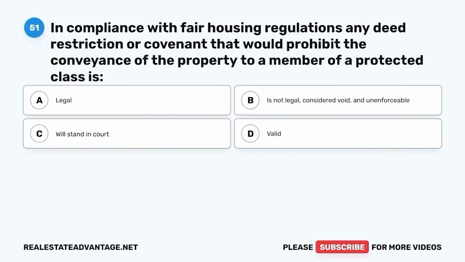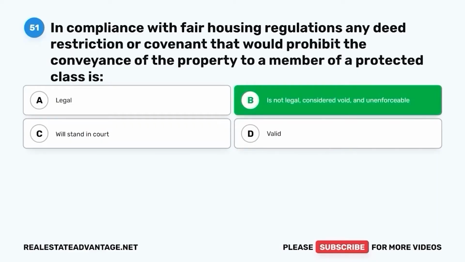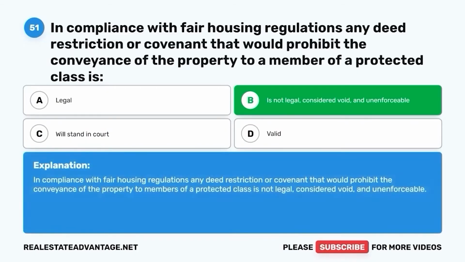Question 51. In compliance with fair housing regulations, any deed restriction or covenant that would prohibit the conveyance of the property to a member of a protected class is A. legal, B. is not legal, considered void, and unenforceable, C. will stand in court, D. valid. The correct answer is B. Is not legal, considered void, and unenforceable. In compliance with fair housing regulations, any deed restriction or covenant that would prohibit the conveyance of the property to members of a protected class is not legal, considered void, and unenforceable.